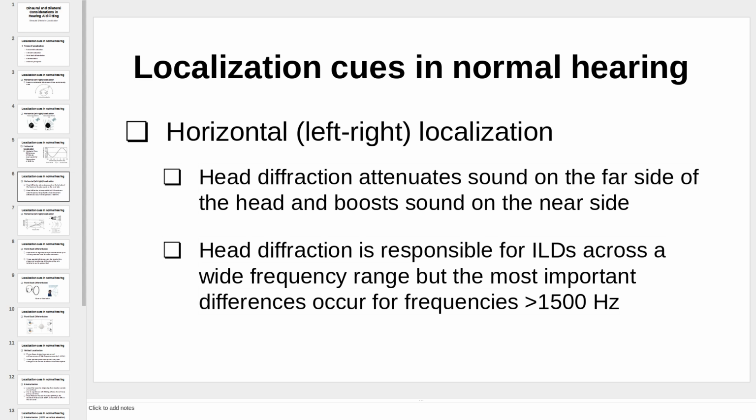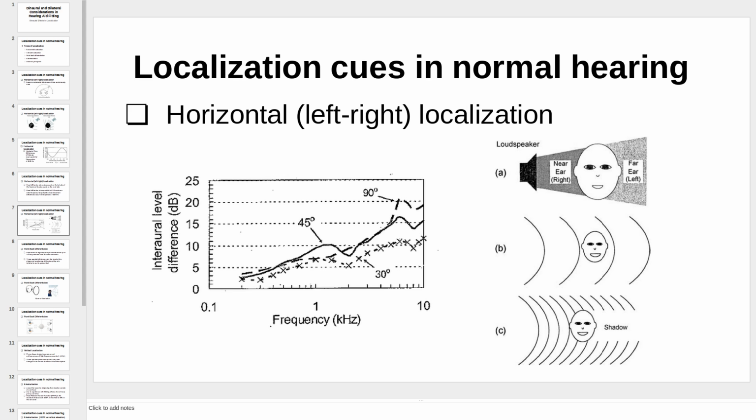This head diffraction is typically maximum for higher frequencies, those with a wavelength much smaller than the diameter of the head, usually frequencies above about 1500 hertz. Actually, our horizontal localization ability is at its worst right at 1500 hertz, probably because that's where interaural timing differences and interaural level differences are both the least salient, whereas our horizontal localization abilities are pretty good around 800 hertz.